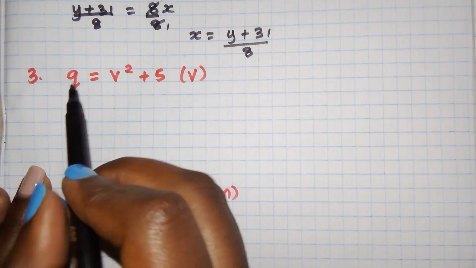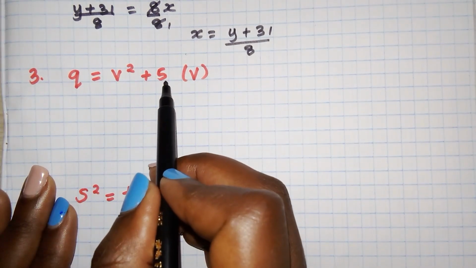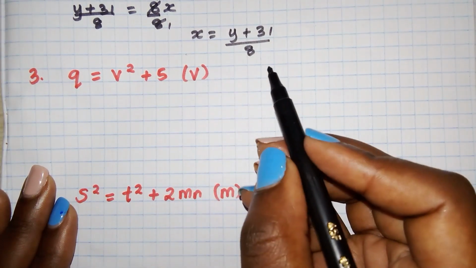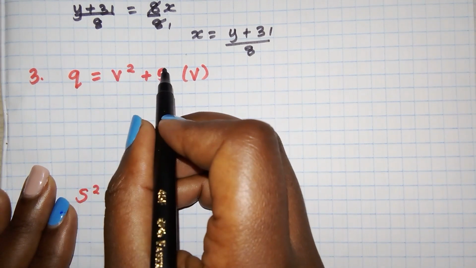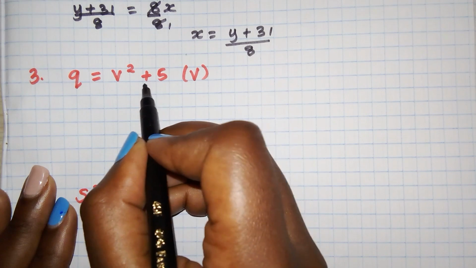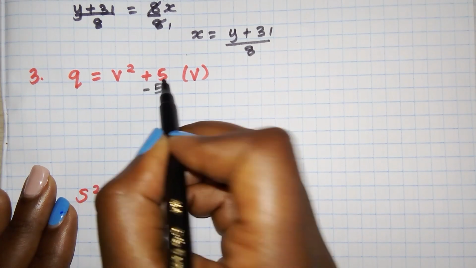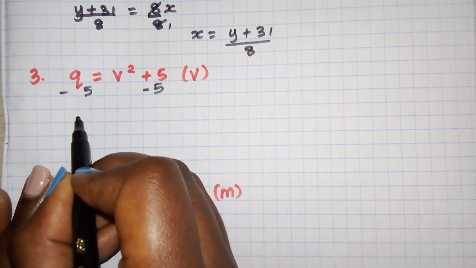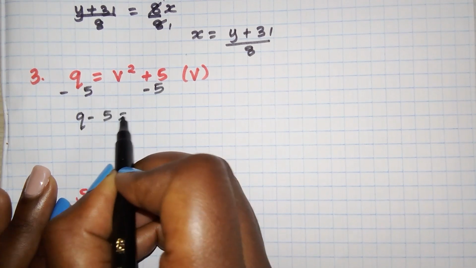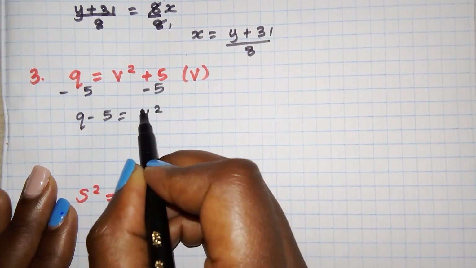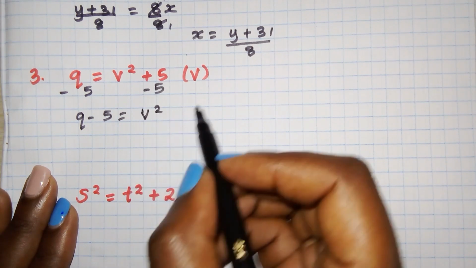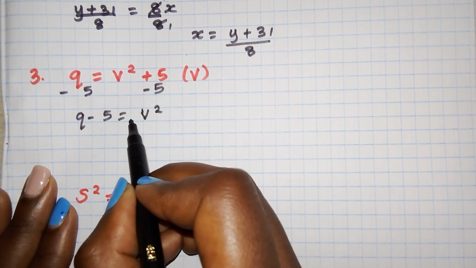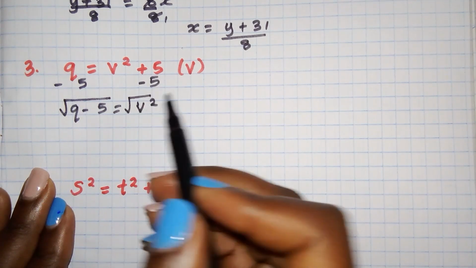Number 3, q equals v squared plus 5. Make v the subject. So we start by getting rid of the number attached to v, which is plus 5. The opposite of plus 5 is minus 5 on both sides. So q minus 5 equals v squared. That's the first step. Now how do we get rid of the squared? The opposite of squared is square root. So we do square root on both sides.